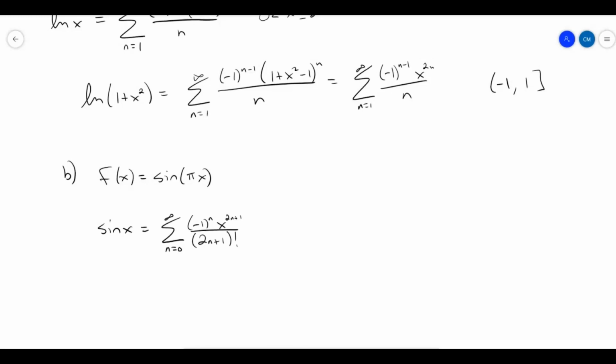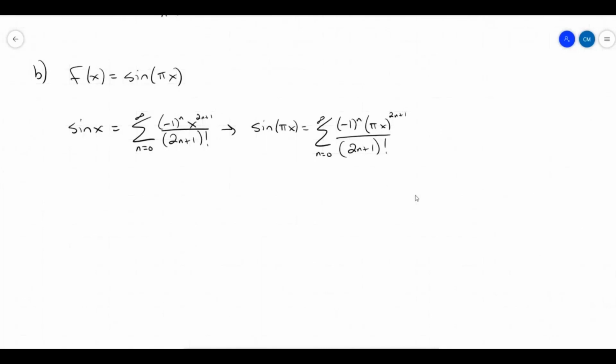And so how do I use that to find the one for sine pi x? Well, same way. Just simply replace x with pi x. Then simplify if needed. So negative 1 to the n. Replace this with pi x. And that's it. Done. Some of them you have to do a little bit more, and part C is one of them. Let me just show you how you do part C.